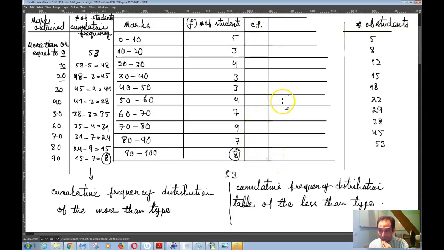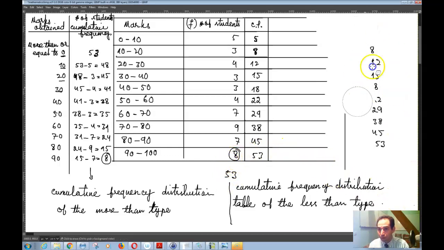So now the cumulative frequency of these students is, for example, what this number, for example 5, represents here is the number of the students who have scored less than 10, less than 20, less than 30, and so on and so forth. So you get 5, 8, for example 12, 15, and 18, and 22, and 29, and 38, and 45, and 53. That is the total number of the students.